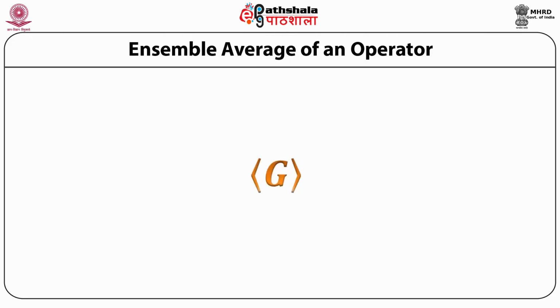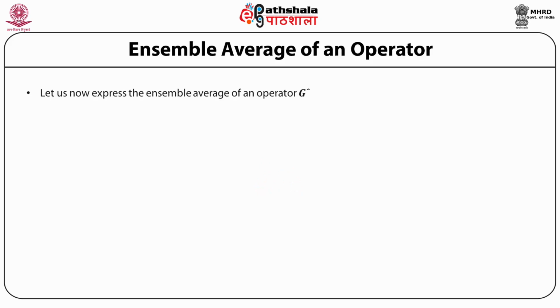Ensemble average of an operator. Let us now express the ensemble average of an operator G, which is equal to 1 upon the number of identical systems in the ensemble, multiplied by the summation over k equal to 1 to N, the number of identical systems in the ensemble, of the integral of psi_k star G operator psi_k d tau.